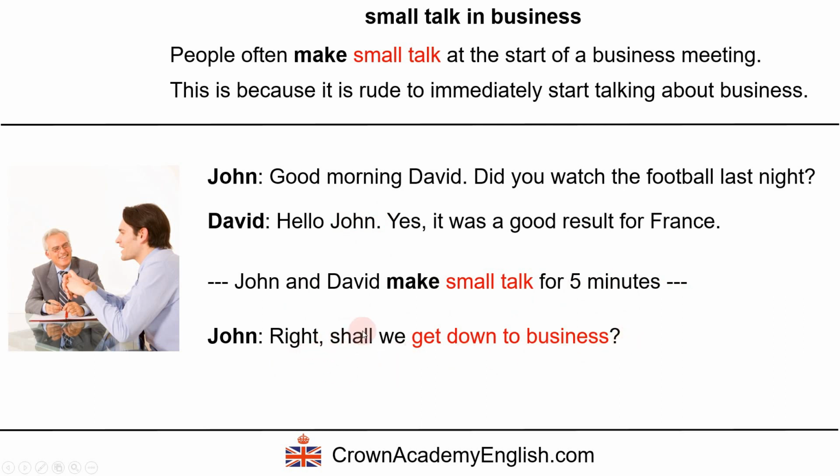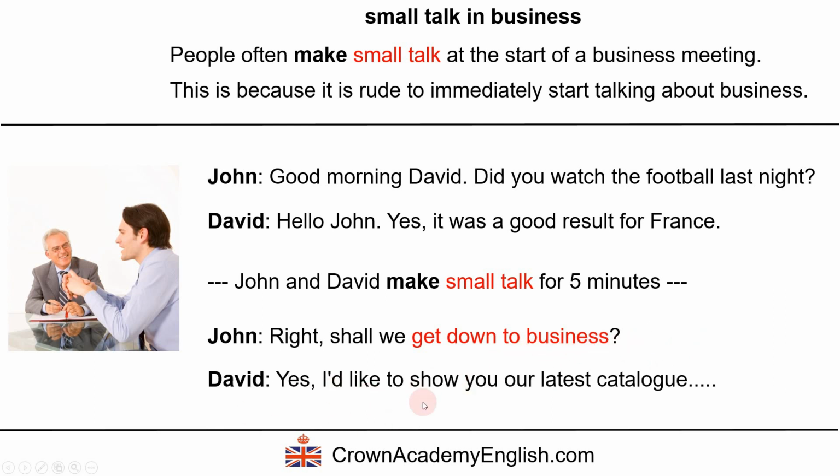So this means, shall we stop the small talk and start talking about work, start talking about business? So get down to business. This is a very good expression. To get down to business means, okay, let's stop making small talk and let's start talking about work. So David says, "Yes, I'd like to show you our latest catalogue." And then they continue to talk about work. Okay, so you make small talk at the beginning of a meeting and then you get down to business.